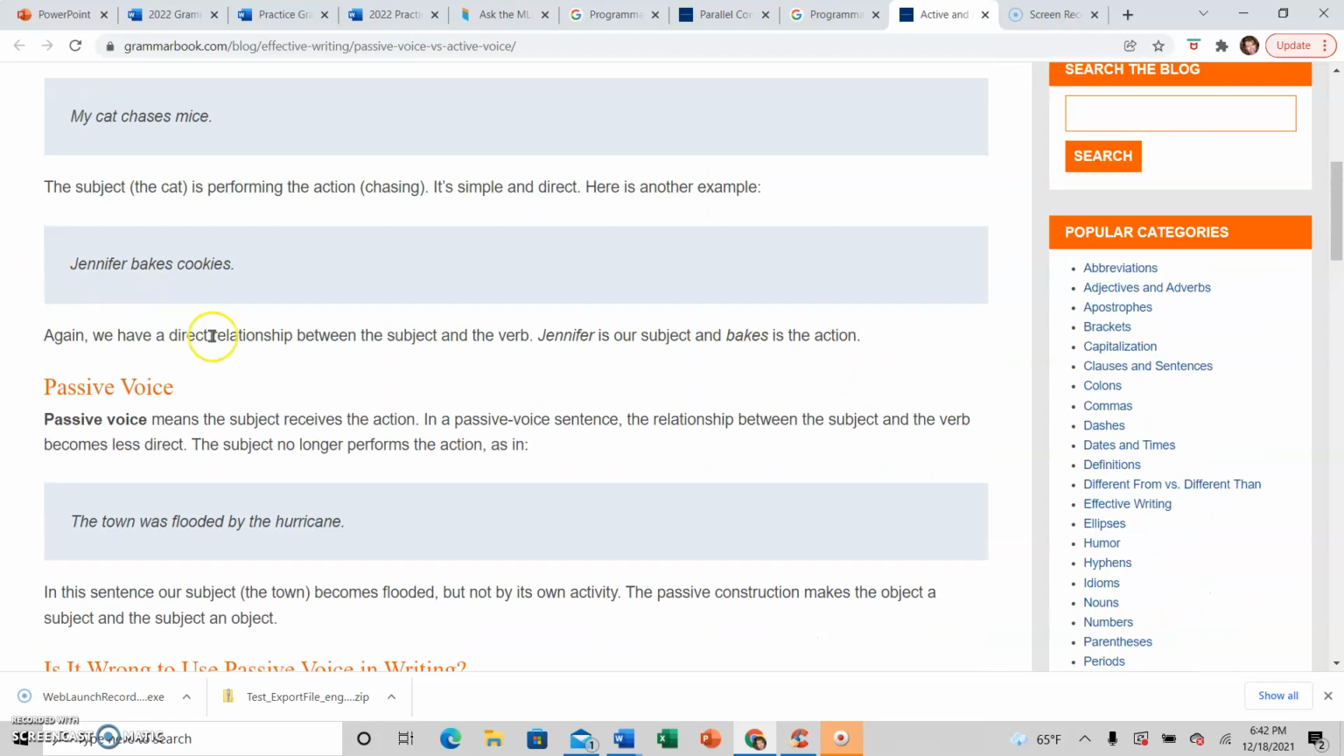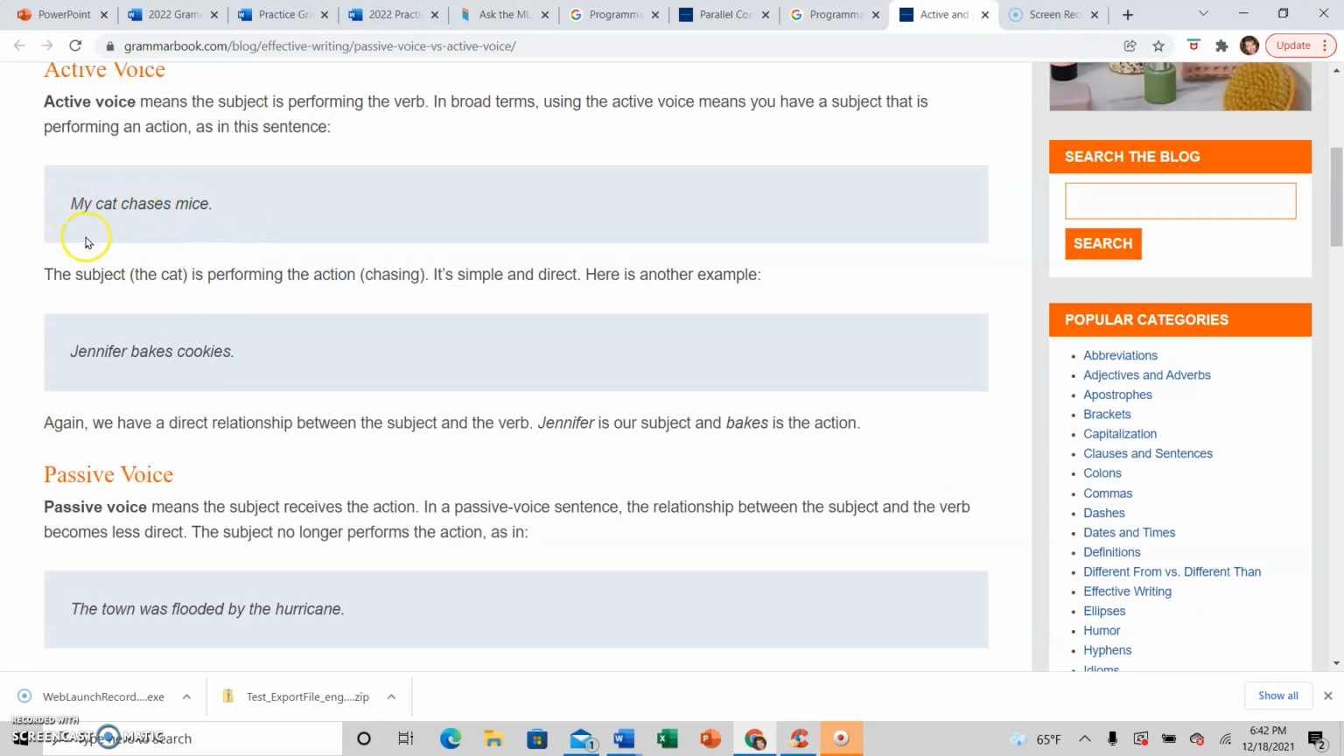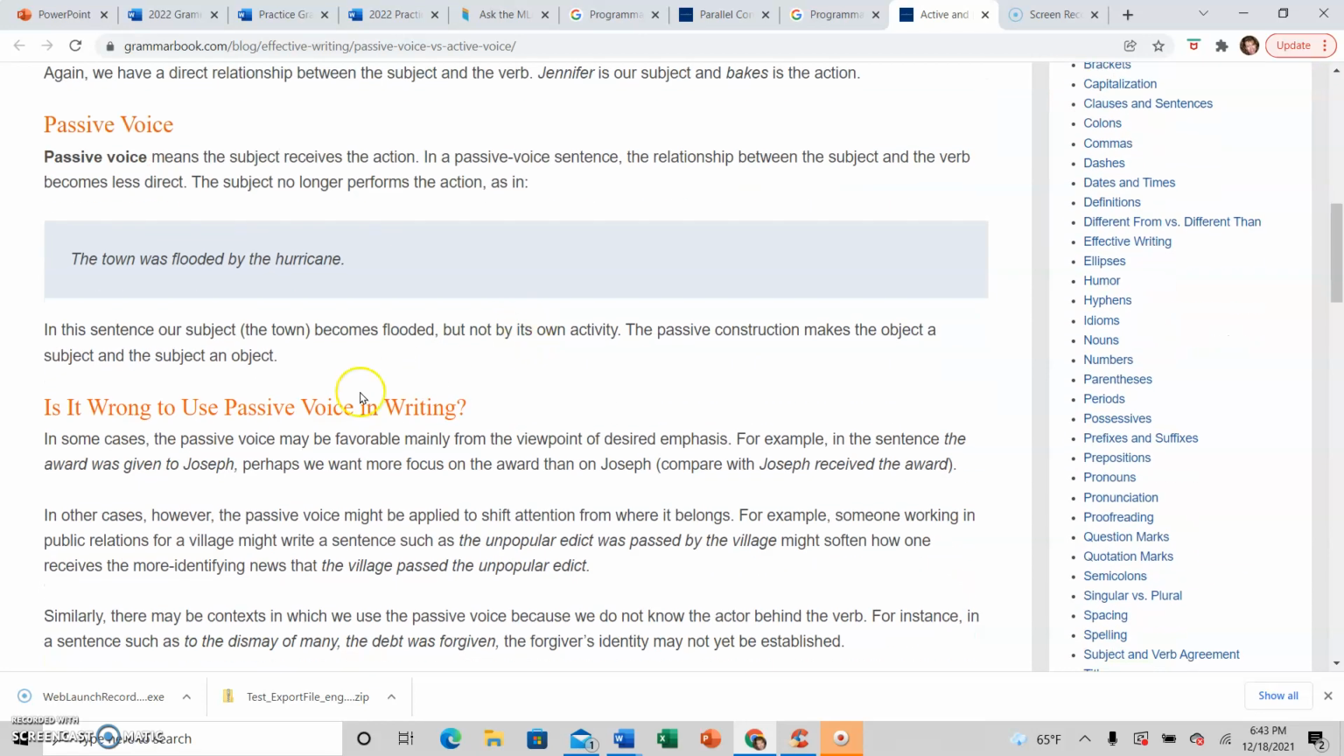So here's the difference. My cat chases mice. Who does the chasing? Cat. That's active voice because cat comes before the verb chases. Here's one in passive voice. The town was flooded by the hurricane. What did the flooding? I know the town was flooded, but what did the flooding of the town? That would be the hurricane. So hurricane comes after the action, so it's in passive voice.